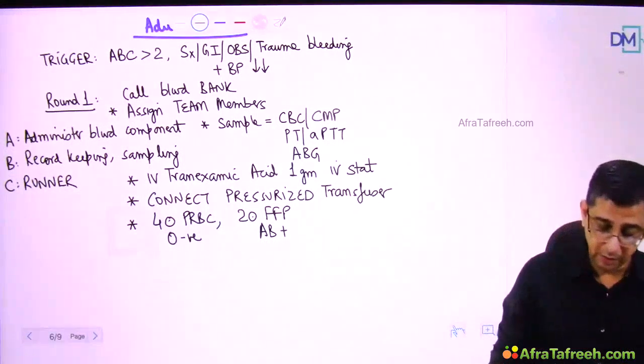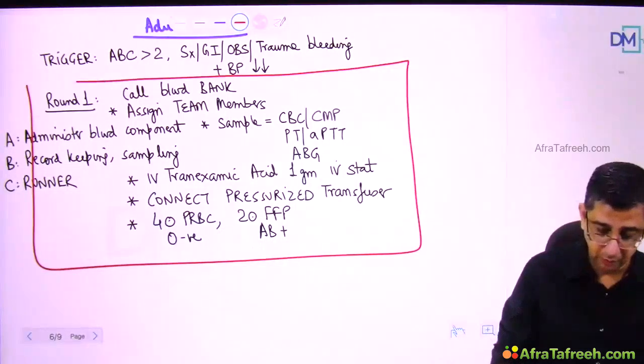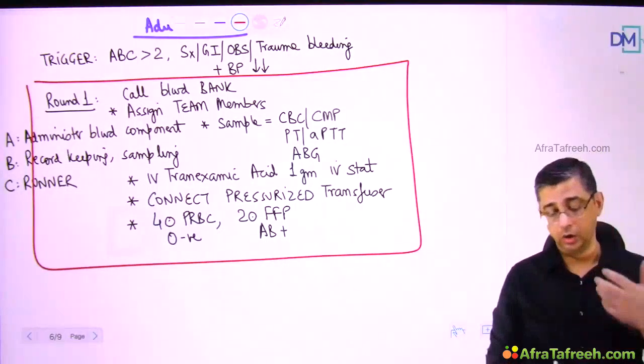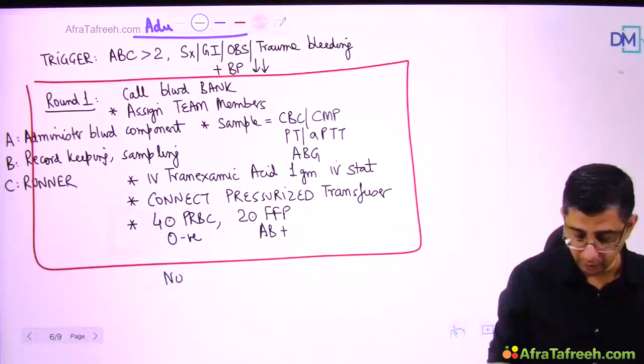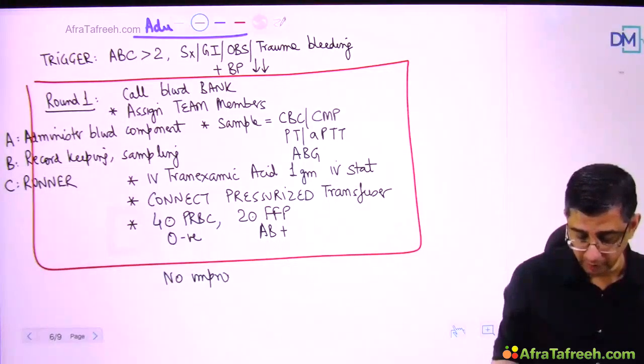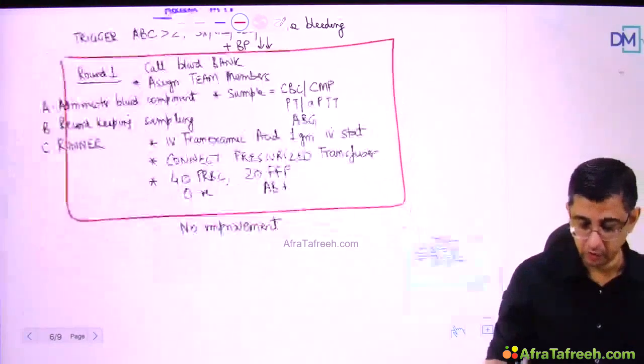I will reassess the patient at the end of round 1. On reassessing, if he improves, great. Otherwise, we go to round 2 in the patient. So, assuming there is no improvement in the patient, he is still pouring buckets of blood, is still bleeding. In those circumstances, I will next go to round 2 in the patient.